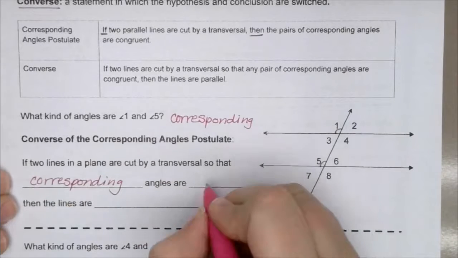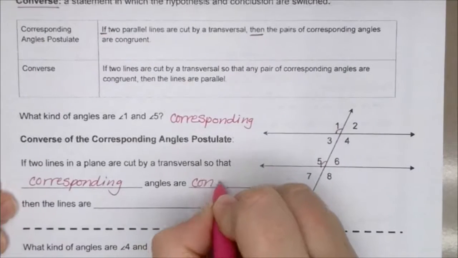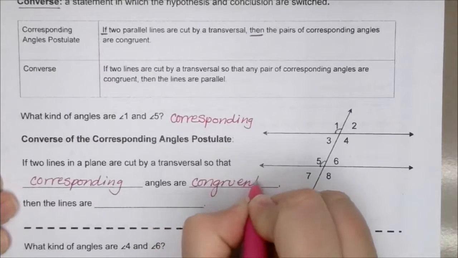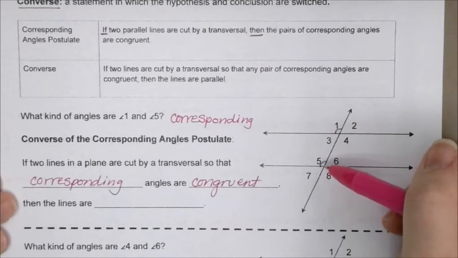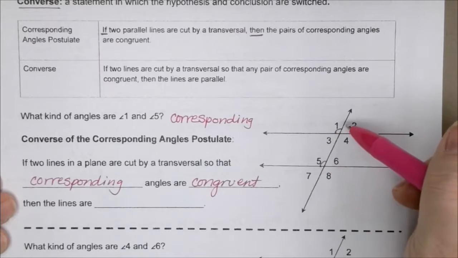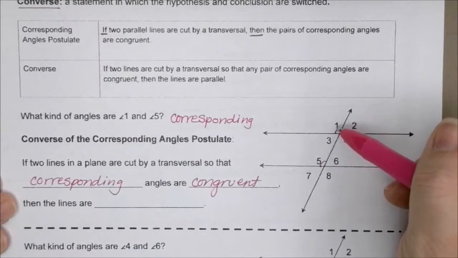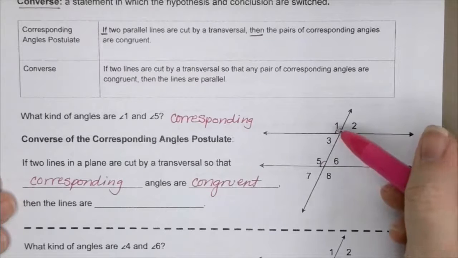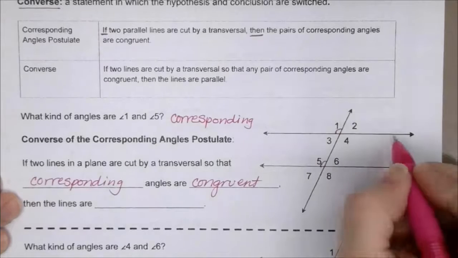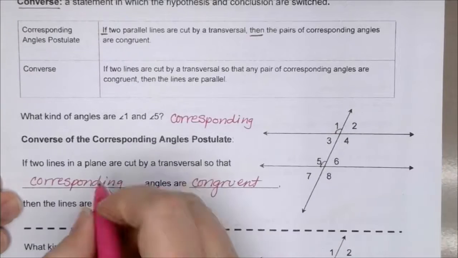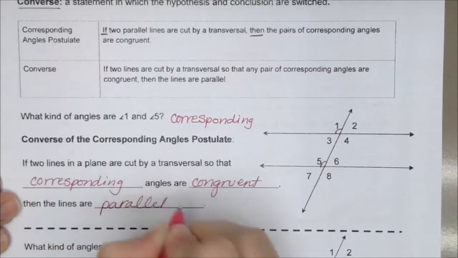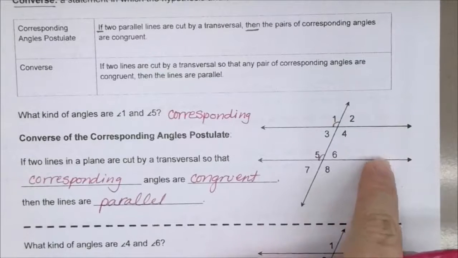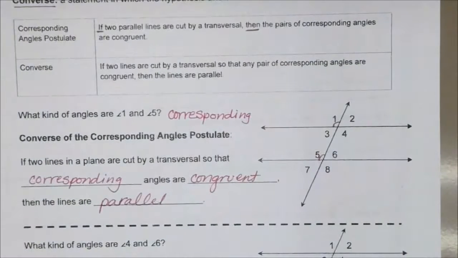So if I told you that angle 1 is 46 degrees and angle 5 is also 46, that's a bad example because those are acute. Let's say angle 1 is 100 degrees and angle 5 is 100 degrees. If those are congruent, then you can say that these two lines are parallel. So even if they're not marked parallel, if I have corresponding angles that are congruent, then you can know that they are parallel lines. Okay?